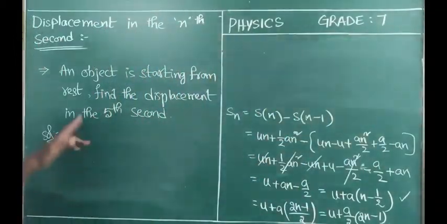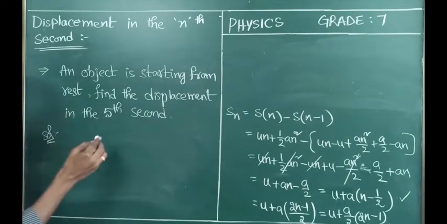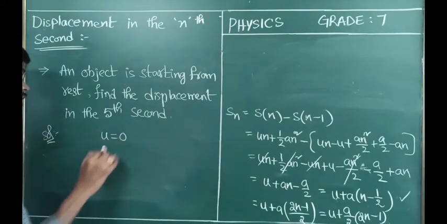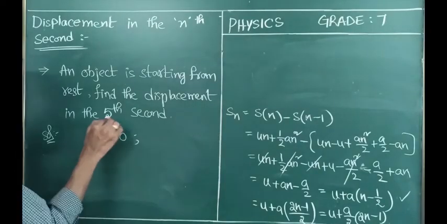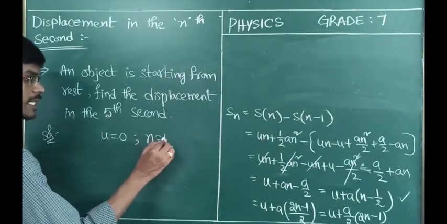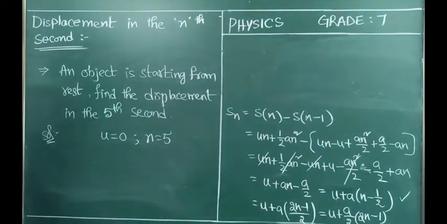First of all, write down the given values. Here the object is starting from rest, so initial velocity u is equal to 0. An object is starting from rest, initial velocity u is equal to 0, and they are asking for the 5th second displacement, so n is equal to 5. And here they did not mention any acceleration.